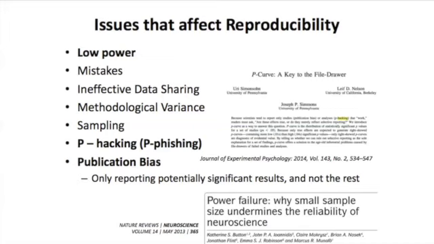A lot of other details pervade the literature that we know about. There's mistakes, we don't share data very well, there's different ways to do the same thing. How we sample subjects and sample various things are a problem. P-hacking and p-fishing are a problem. And we've already talked a little bit about publication bias as causing troubles in the literature in terms of trying to find out which claims are generalizable and which claims end up being reproducible.